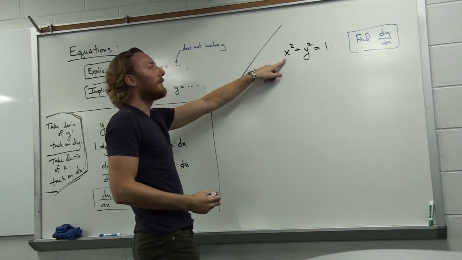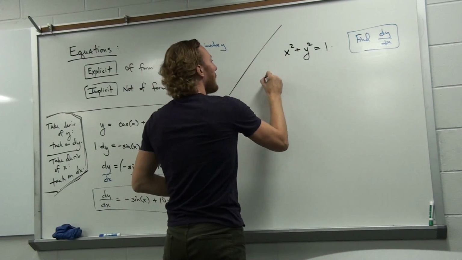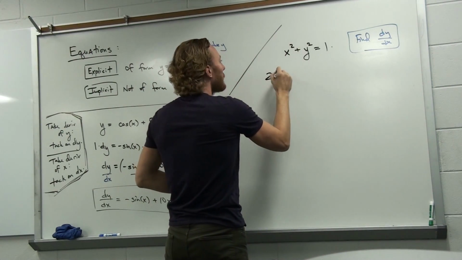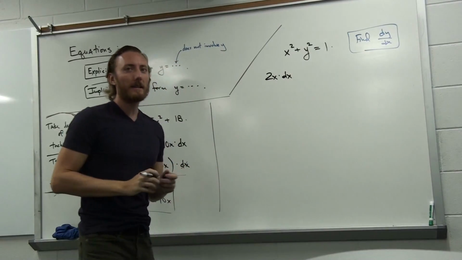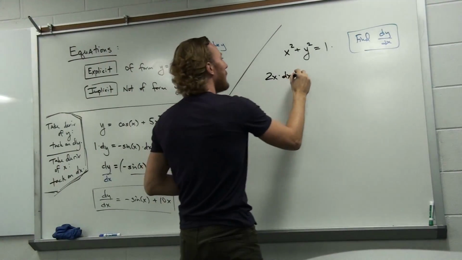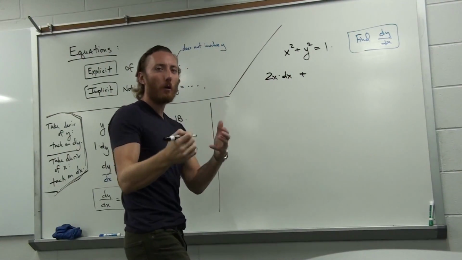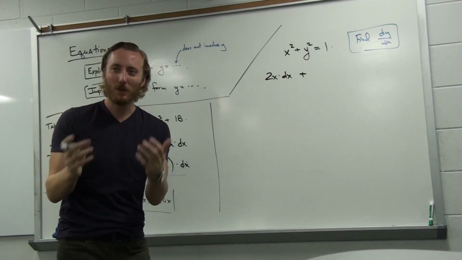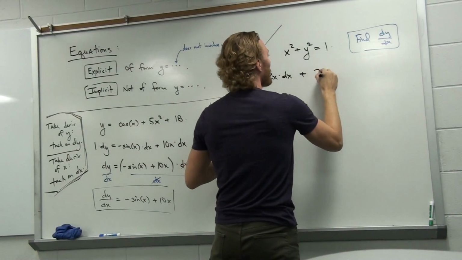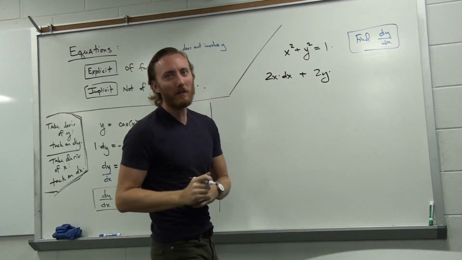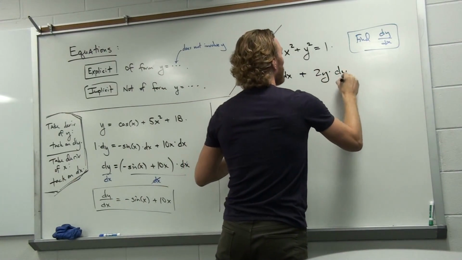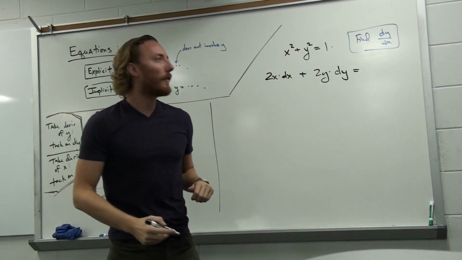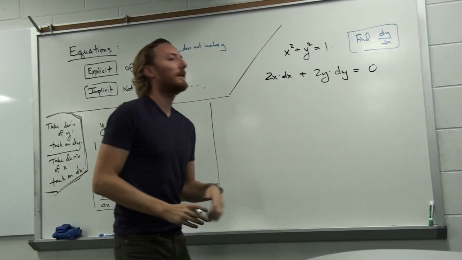Take the derivative of the x squared. That's going to become 2x, but since you took a derivative with respect to x, tack on a dx. Plus, now we've got a y squared. The derivative of y squared is 2y, but since we took a derivative with respect to y, we're going to tack on a dy. Take the derivative of 1, that is 0.